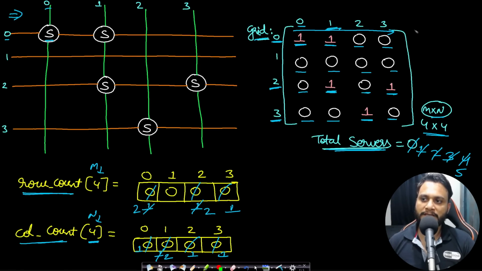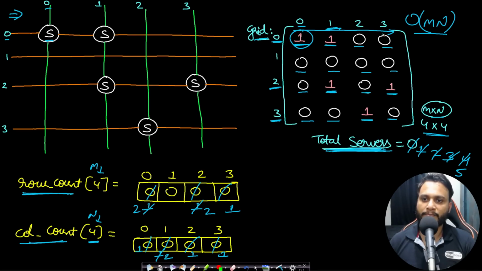So after parsing through this entire grid of size mn, it will take mn time to parse through it and count the frequency for all the rows and for all the columns, and keep track of total servers. After that I will be parsing the grid again one more time, because whenever I see a server, now I will be able to say whether it is a communicating or a non-communicating server. Whenever I see a non-communicating server, I will decrease the total number of servers, and by the end I will get the total count of servers which are communicating, right? So from the total servers I will be removing the non-communicating servers.